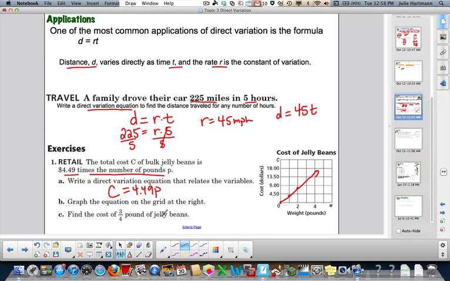Find the cost of 3/4 of a pound of jelly beans. So what you're going to do there is you have C equals $4.49 times 3/4. And you're going to multiply that out. Okay, when you multiply that out, you have, let's see, calculator, 4.49 times 3/4 is $3.37. Okay, it's that one.